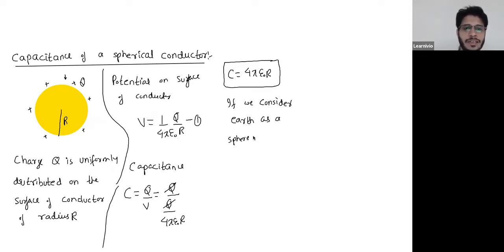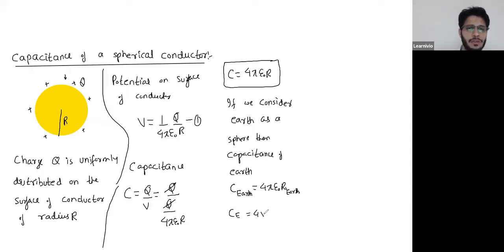So if we consider Earth as a sphere, then the capacitance of Earth, C Earth, can be written as 4 pi epsilon naught R Earth. So how much is the radius of Earth? You can calculate its numerical value. The radius of Earth is 6.4 into 10 raised to the power 6 meter.